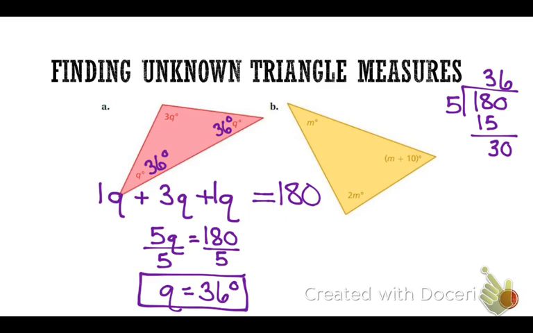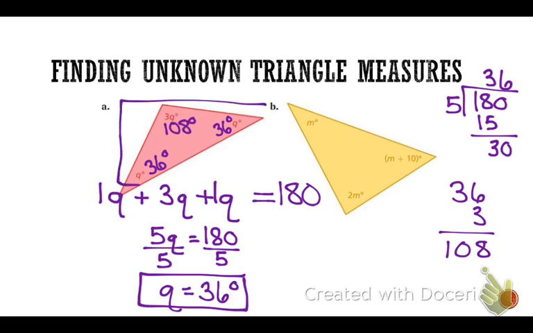36 times 3. Again, you can work it off to the side if you need to. 36 times 3 is 108 degrees. So this is your answer. I need to see on your homework question number 10 all three. You don't have to draw the triangle, but you need to list the three measurements and box them in.